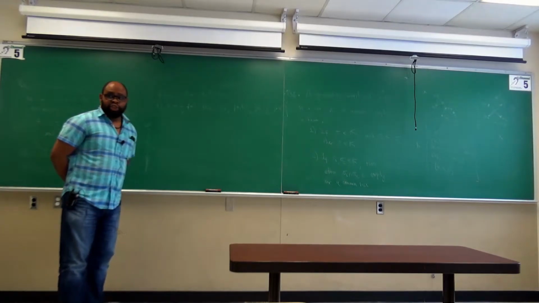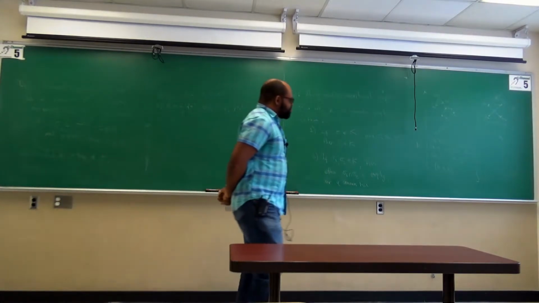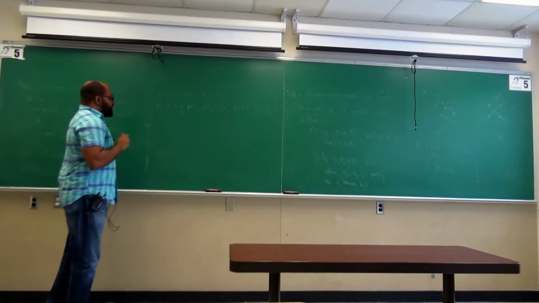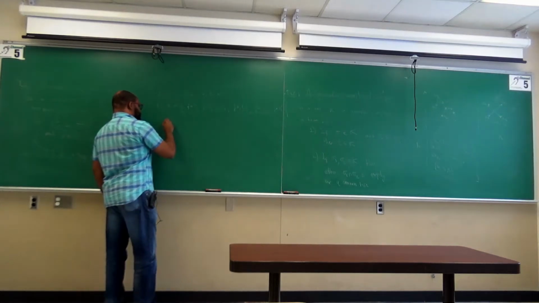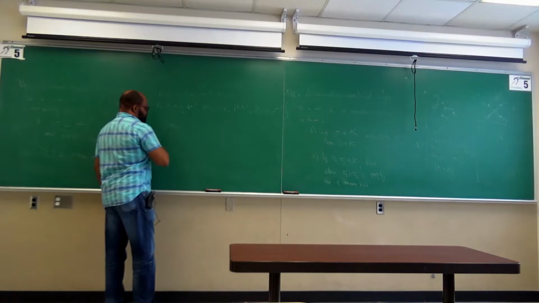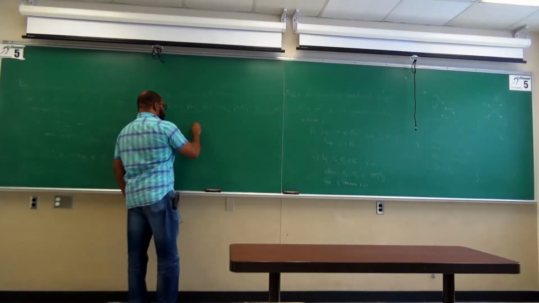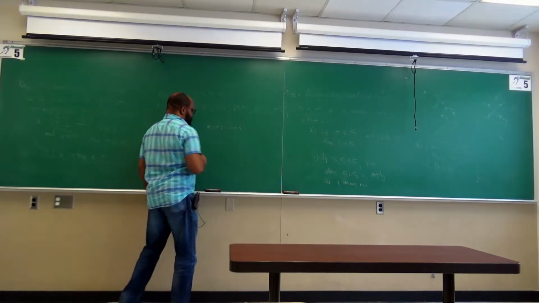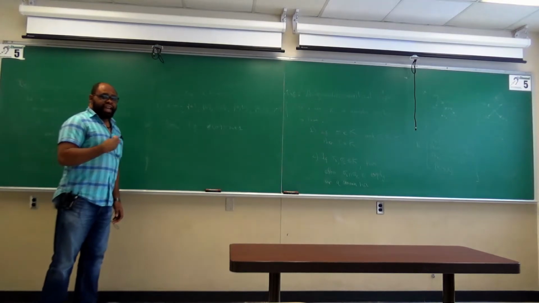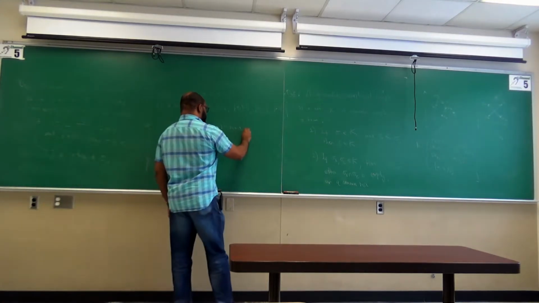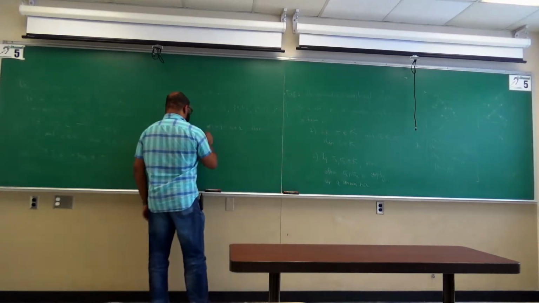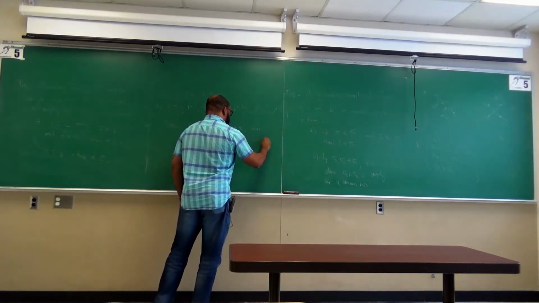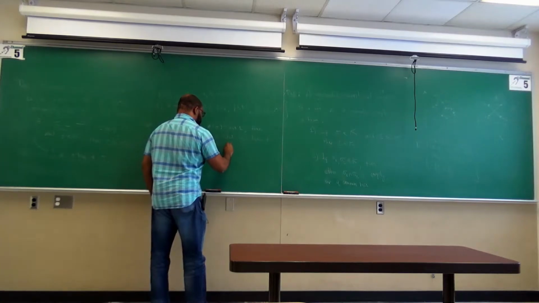Now let's try to make this idea geometric, and the way I'm going to do it is as follows. Here's a note: if sigma has k plus 1 elements, then we say that it's an abstract k-simplex.